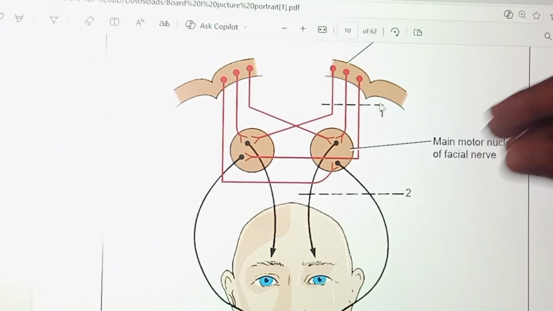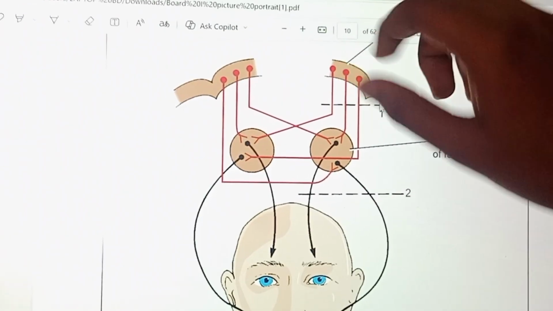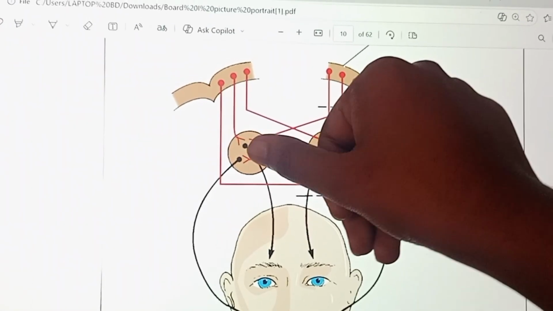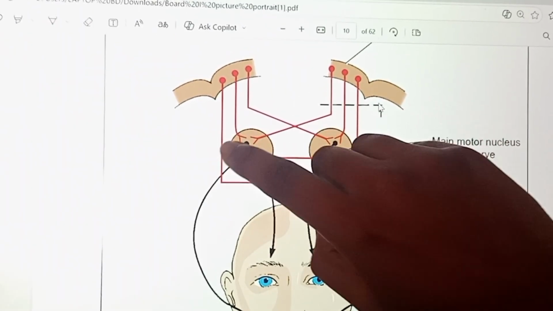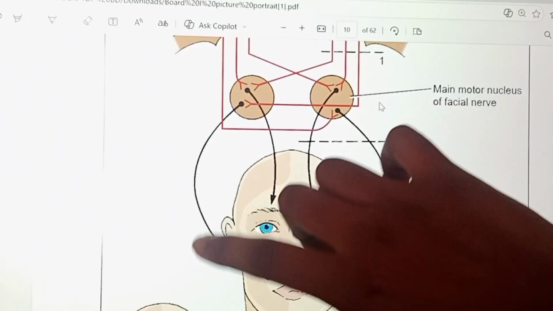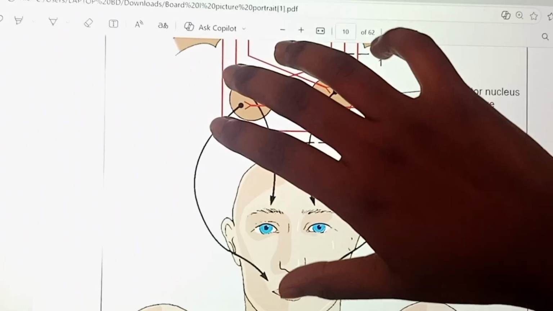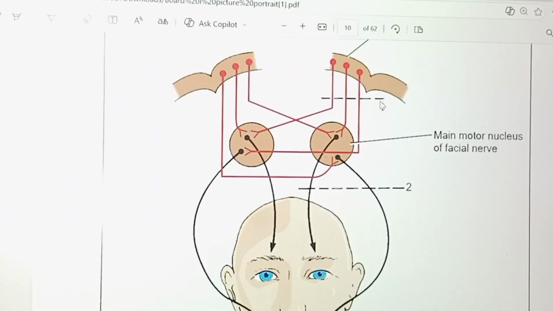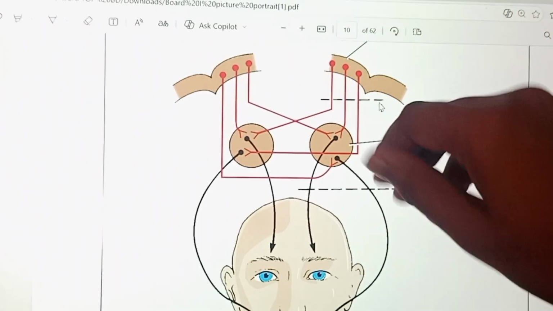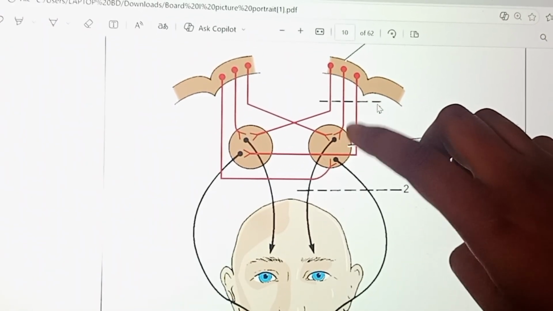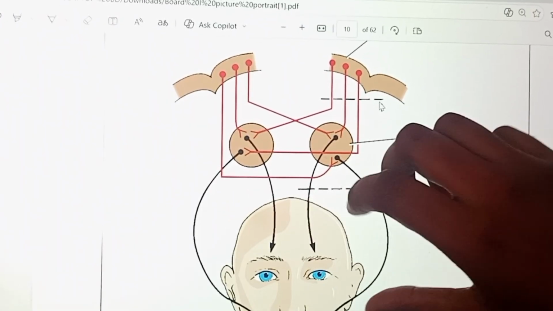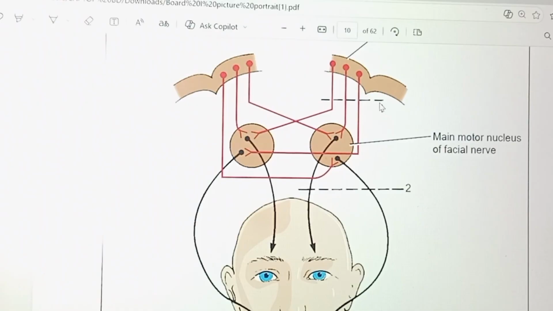Most of the time, this upper motor neuron synapses with the opposite side lower motor neuron and supplies the upper and lower part of the face, but a few upper motor neurons synapse with the same sided lower motor neuron and supply the upper part of the same side of the face.